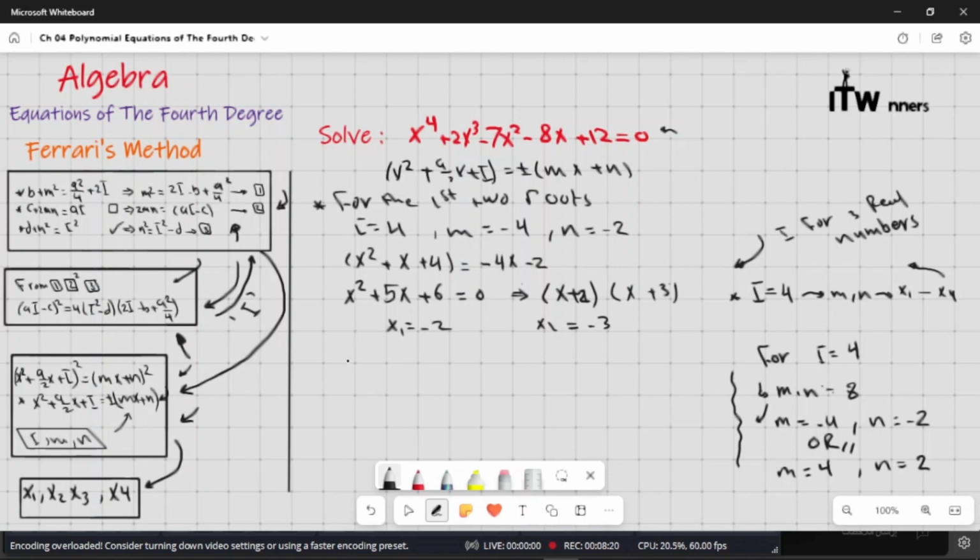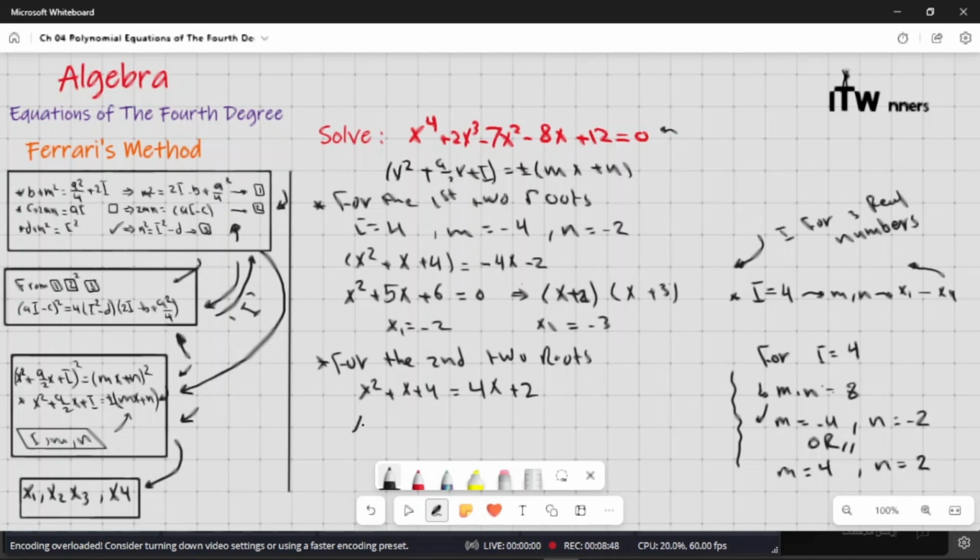Okay, and for the second two roots, we have x squared plus 2x plus 4 equal to 4x plus 2.